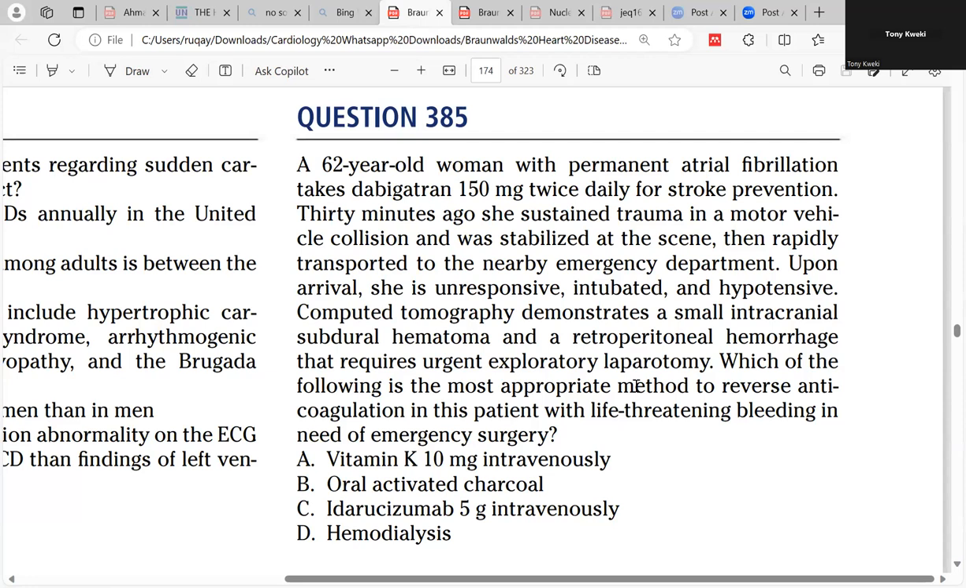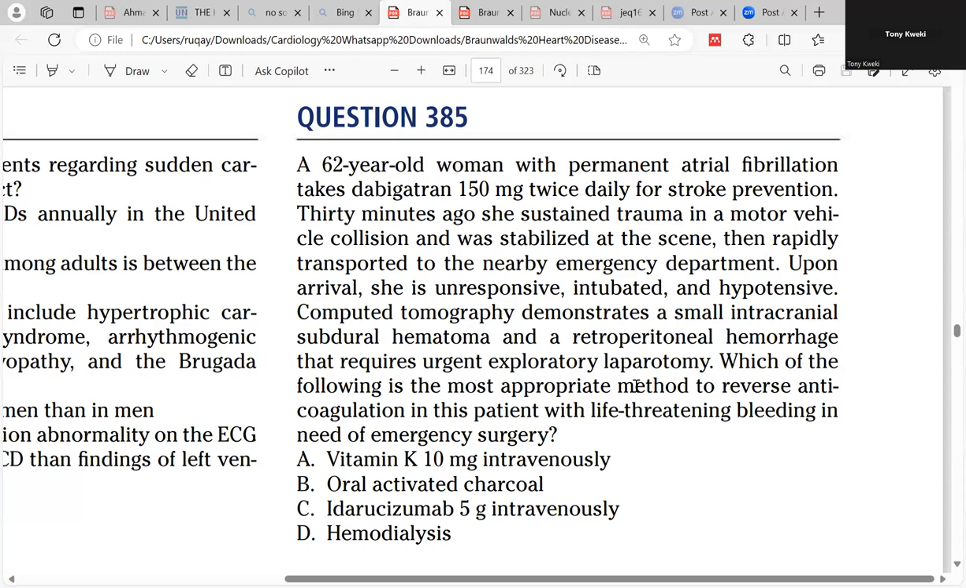Which of the following is the most appropriate method to reverse anticoagulation in this patient with life-threatening bleeding in need of emergency surgery? So, of course, we know dabigatran is one of the NOACs or DOACs, and it's a direct thrombin inhibitor.